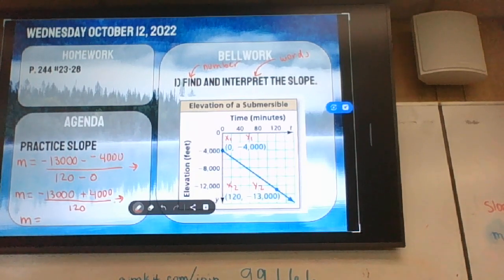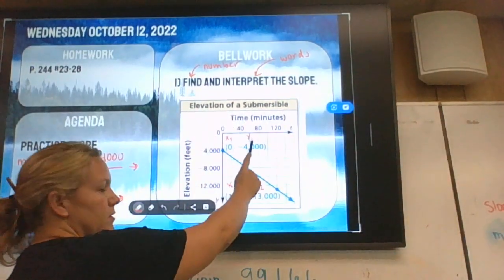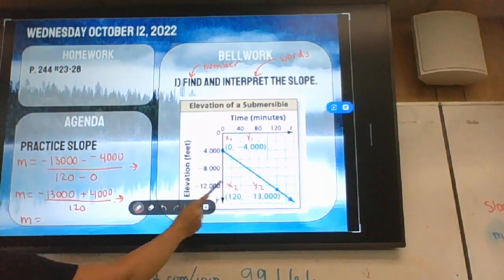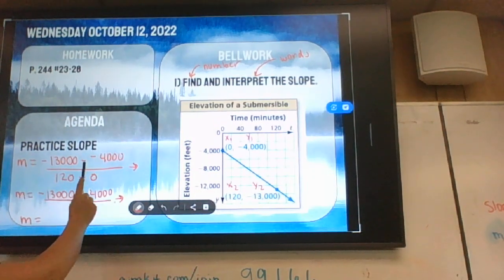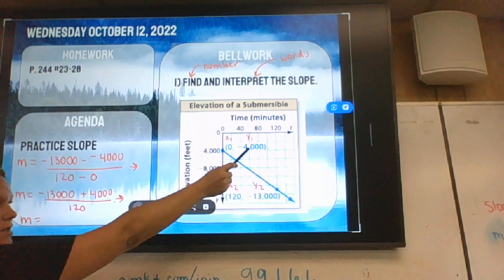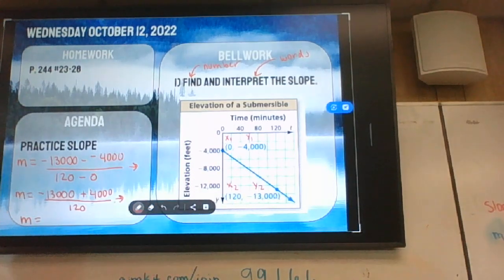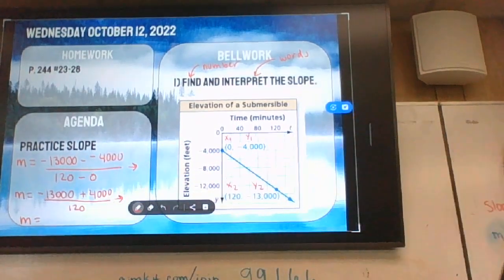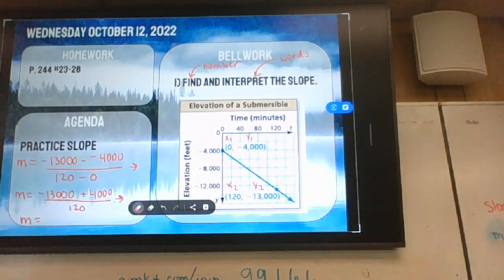Now, here's your question. I called this one x1 and y1, and this one x2 and y2. So that's negative 13,000 minus negative 4,000, and 120 minus 0. So that's negative 9,000 over 120. And what's the number there? Negative 75.